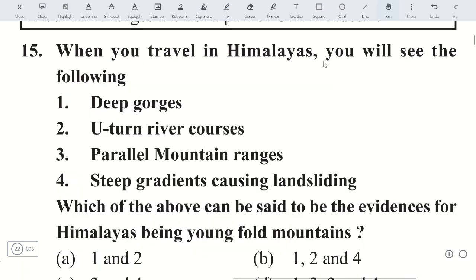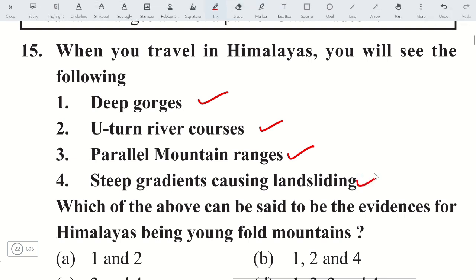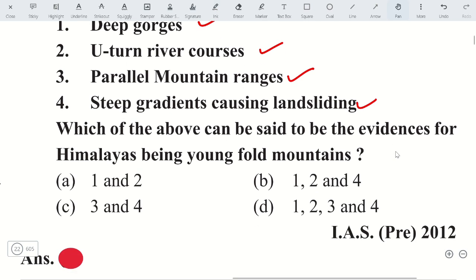When you travel in Himalaya, you will see the following. Deep gorges, yes. U-turn river courses, yes. Parallel mountain ranges, yes. Steep gradients causing landslides, yes. All four statements are correct. Then the answer will be D. Let's move on to the next question.